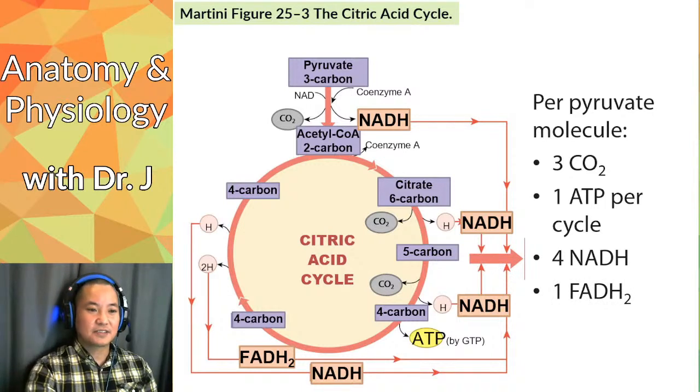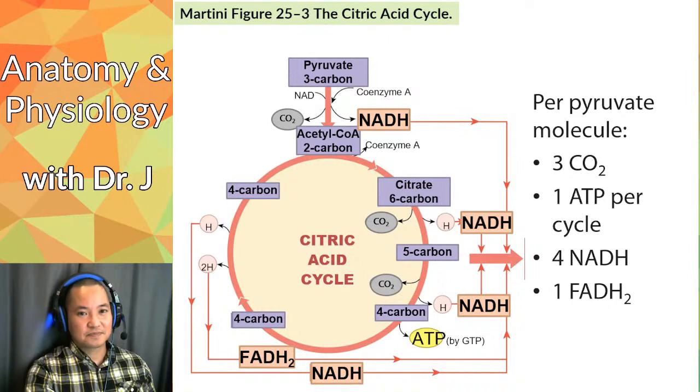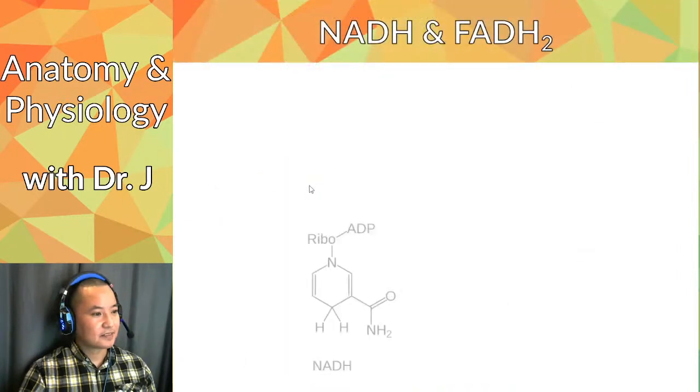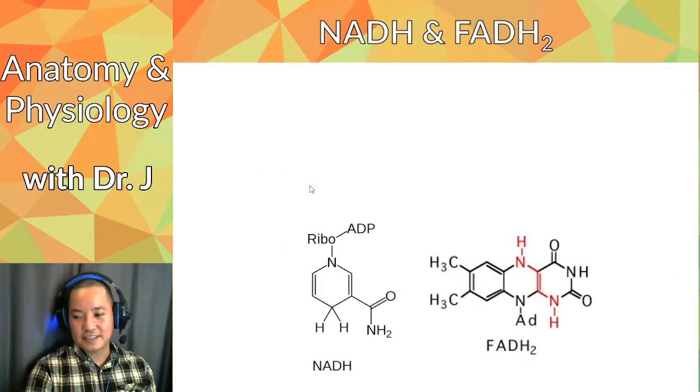So what goes into the citric acid cycle? And this is an intermediate step, but let's include it here. So per pyruvate, you get all of this. Now, how many pyruvate do we get per glucose molecule? Again, we have 2 pyruvate per glucose. So if we said this was per glucose molecule, all you do is multiply this by 2. Alright, so NADH and FADH2.